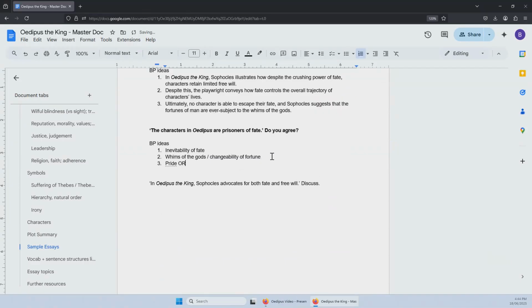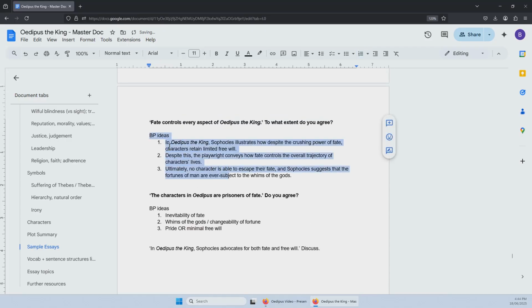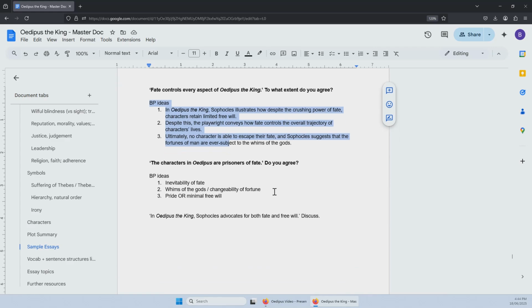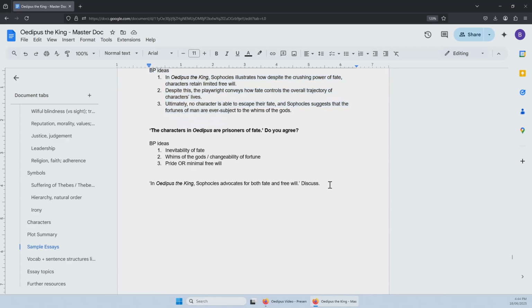So pride would work, or minimal free will. So that's pretty easy. So you can see this plan here is really, really solid for anything to do with fate. You can mix and match it quite a bit to the different topics. Let's have a go at one more just to be sure.